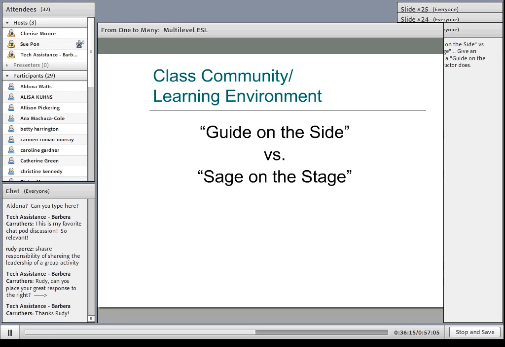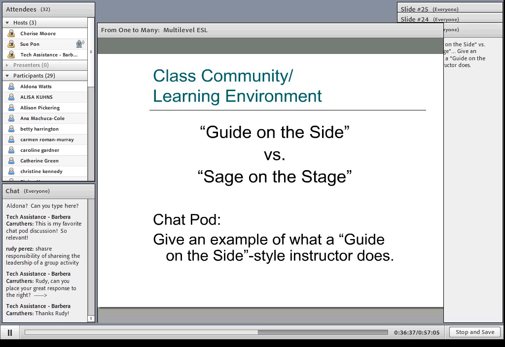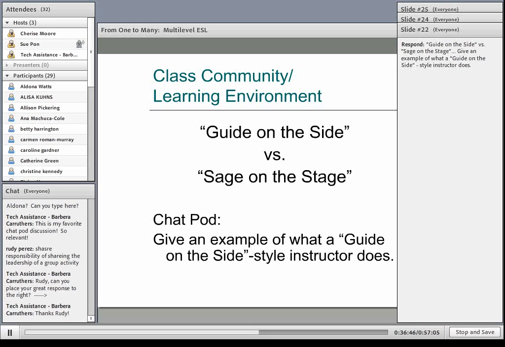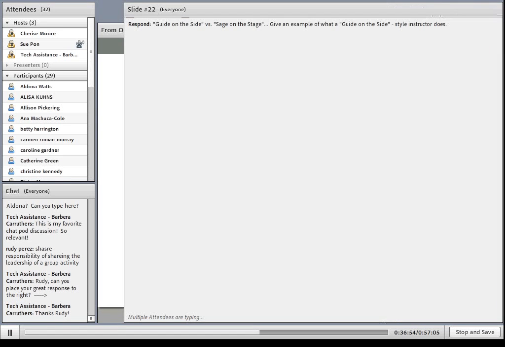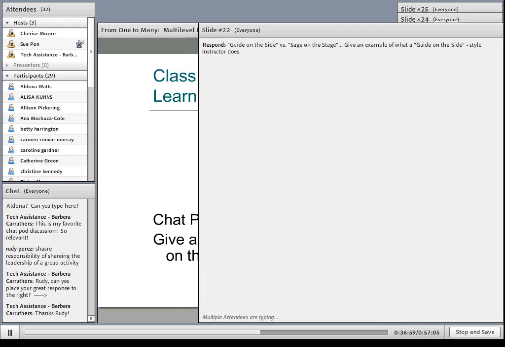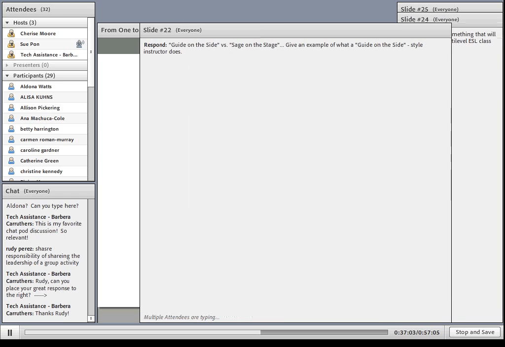So I'd like to ask you to consider your role as a multi-level teacher more as a facilitator of learning, as opposed to a provider of direct instruction, or as a guide on the side, as opposed to a sage on the stage. So take 2 minutes to think about and share an example of what a guide on the side style instructor does.